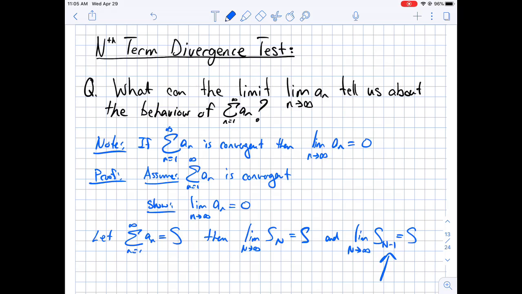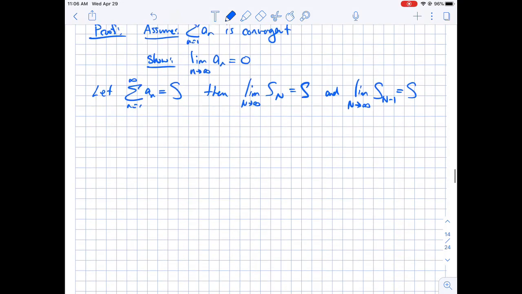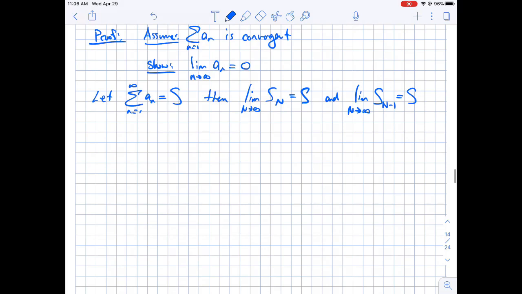But if you think about the way that limits work, this is the sum of the first capital N terms. Well, this is going to be the sum of the first capital N minus 1 terms. And as the number of terms capital N goes to infinity, both of them are going to have the same limit. Both of them are going to behave in the same way. They're going to just approach that value of s. Okay, so we have that both of those values are the same. So now let's see how that helps us.